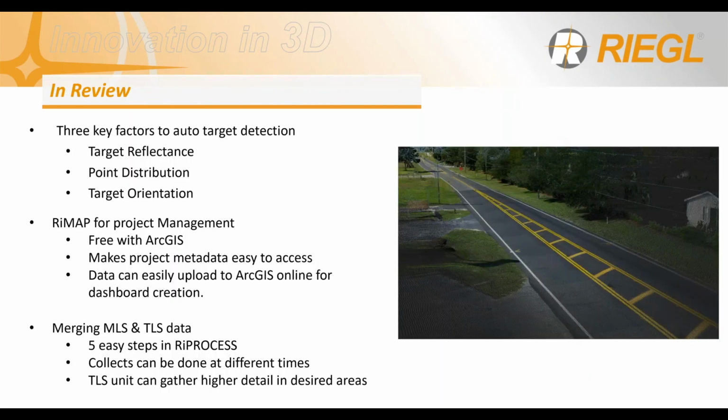So just wanted to give you guys a quick review of everything we covered. So when you're wanting to have your targets auto-detected, keep our 3 keys in mind. Keep your target reflectance in mind, keep the point distribution in mind, and keep the target orientation in mind, especially if you're using chevrons. It's really where you're going to see the most importance in keeping that orientation correct.